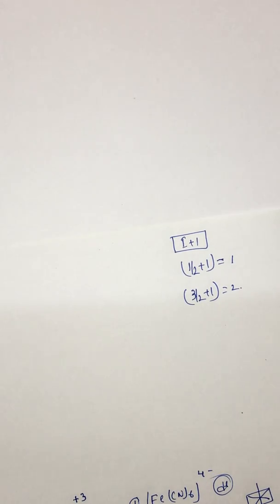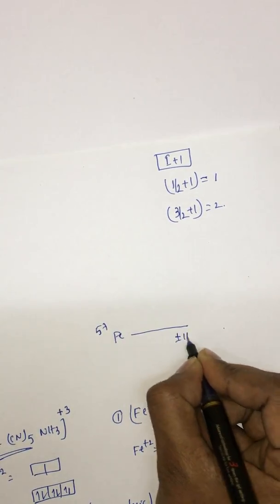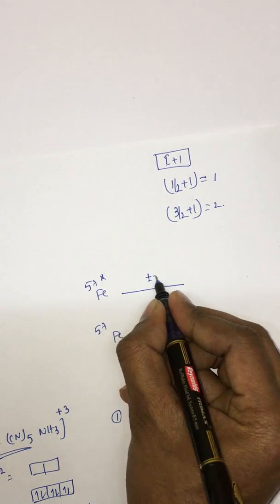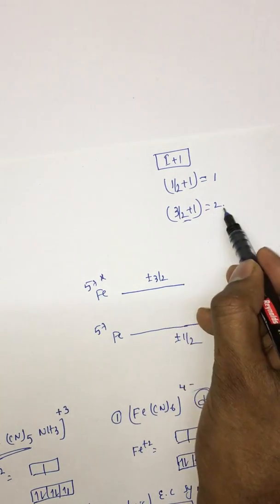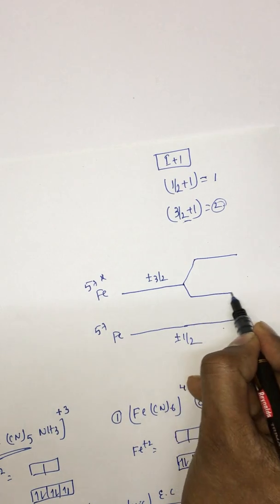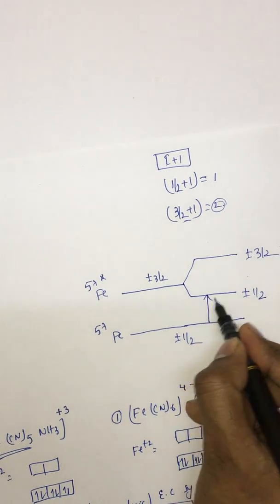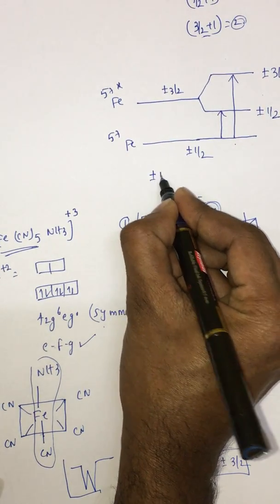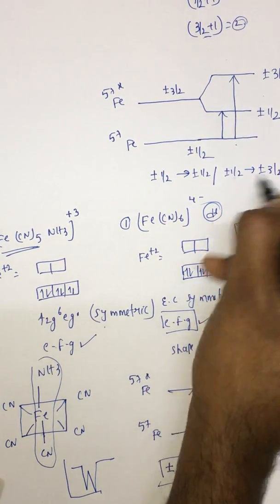Now we have iron-57 in the ground state having a spin of ±1/2, and iron-57 in the excited state having a spin of ±3/2. Further, the ground state will not split, because it is only singly degenerate, and now 3/2 will split into 2 energy states. This will be ±1/2, and this will be ±3/2. So this is one transition, and this is the second transition. So in this complex we got two transitions. Those two transitions are one from ±1/2 to ±1/2, and another from ±1/2 to ±3/2.